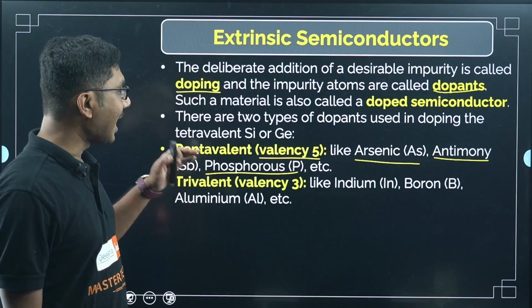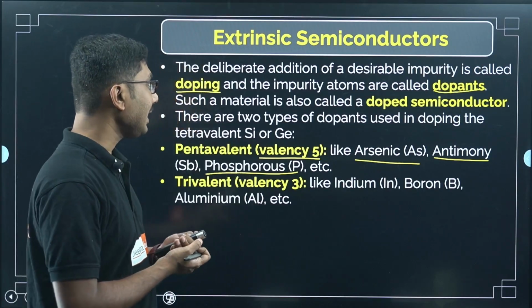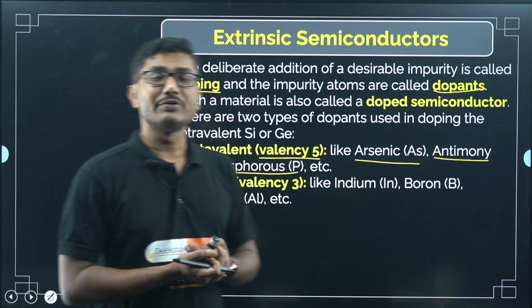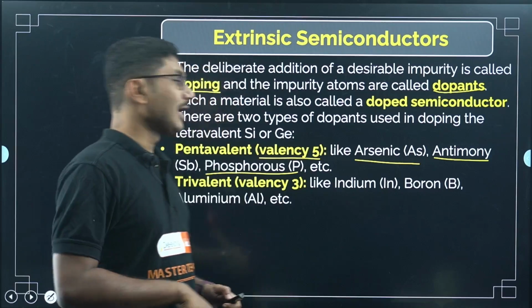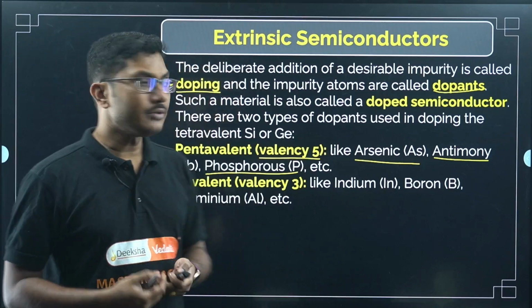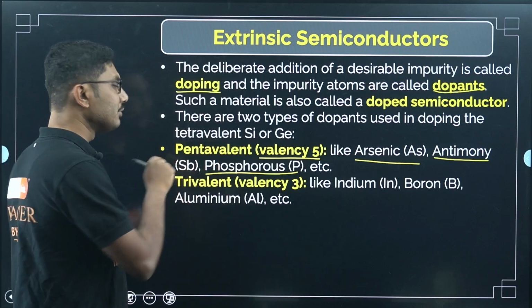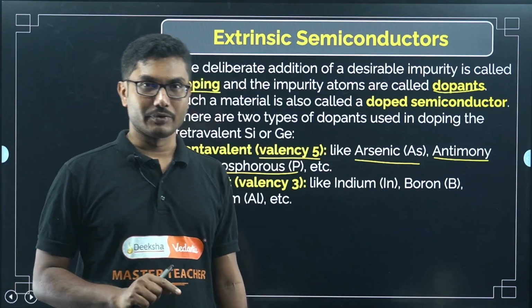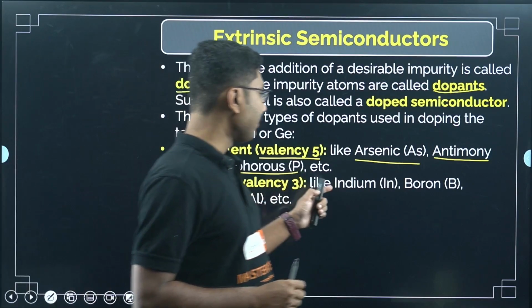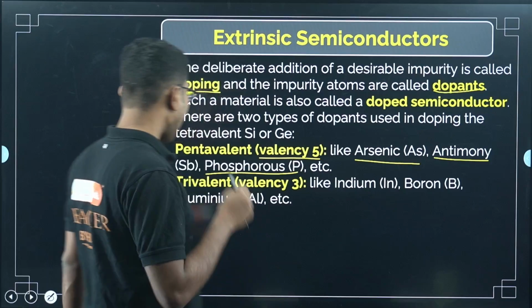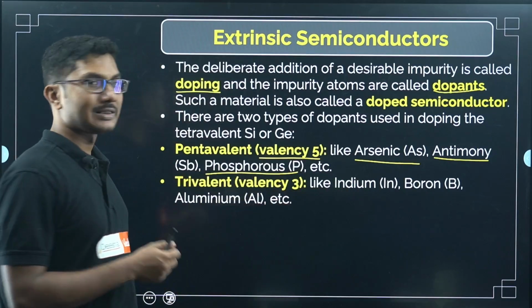Next is trivalent. Trivalent means valency 3. What was the valency of silicon and germanium? Silicon and germanium have valency 4. Now, what are the two types of dopant we can use? We can either use pentavalent, that is 1 more than 4, or trivalent, which is 1 less than 4. They both play an important role, and we will see that. Examples are indium, boron, aluminium, etc. I hope you remember that boron and aluminium have valency 3.